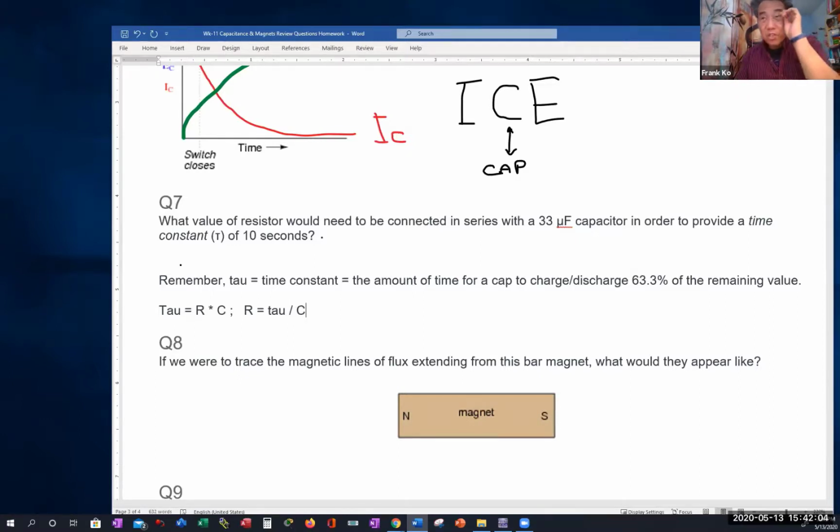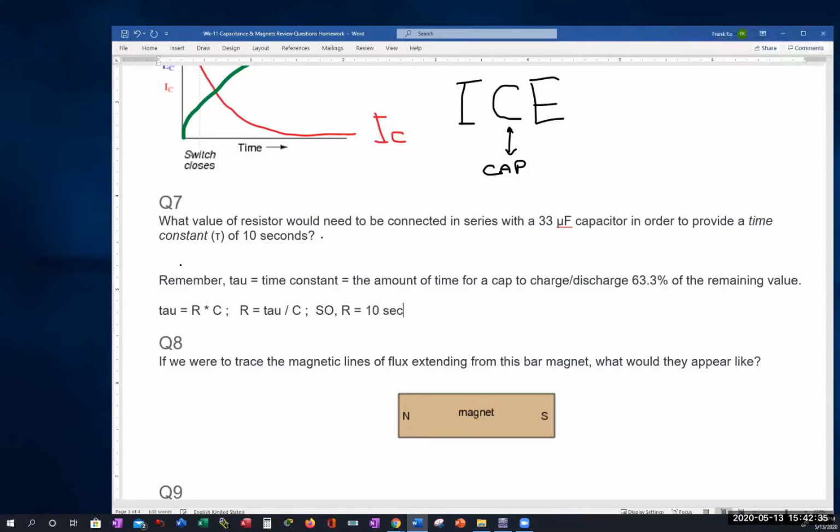We're going to move the R from this side of the equation to the other side. And so we can move the C to the other side. If this is a multiplication function, then it becomes divide on the other side. That's how we end up with this. Let me change this to lowercase t. R is going to be equal to, what do we have here? 10 seconds divided by 33 microfarads.